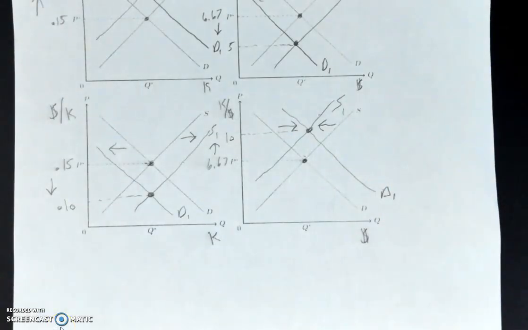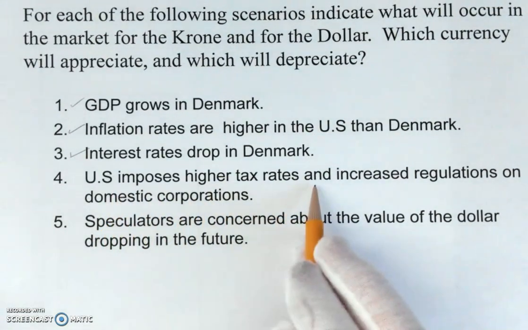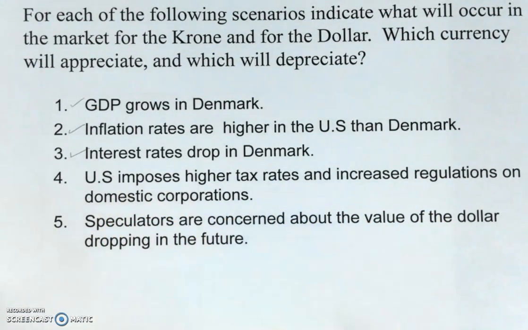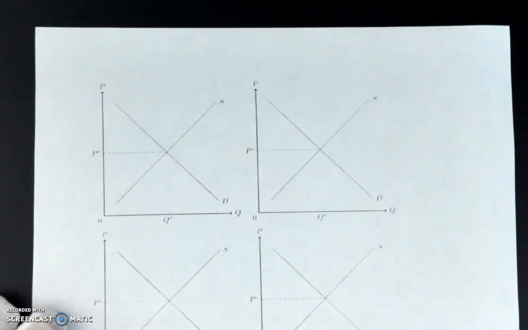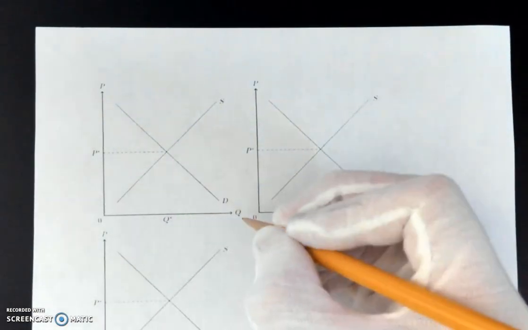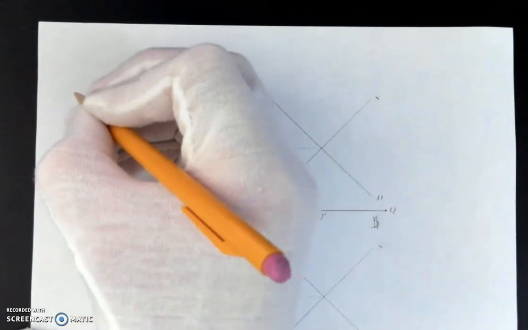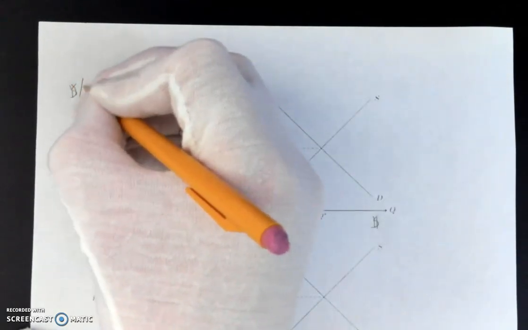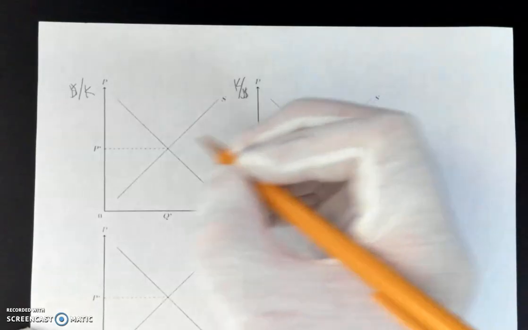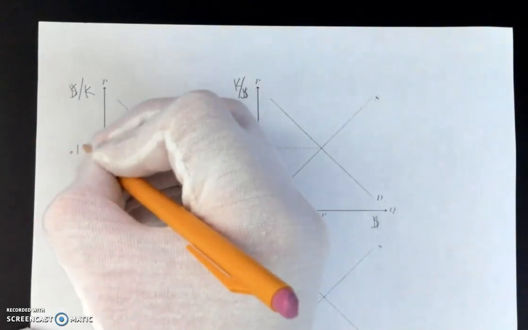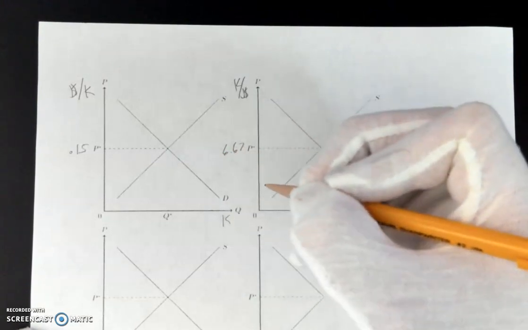Okay, let's go on to the next one. So for this one, we've got U.S. imposes higher tax rates and increased regulations on domestic corporations. So what we want to do is the same procedure. We're going to have the krone here and the dollar here. We're going to have the dollars per krone, krone per dollar. And then our initial equilibrium, that's 15 cents per krone. And then here it's 6.67 per dollar.